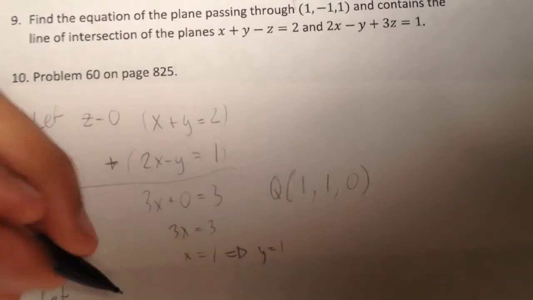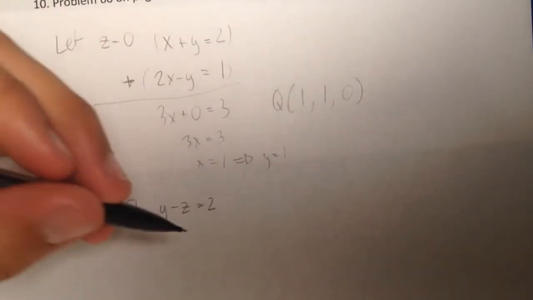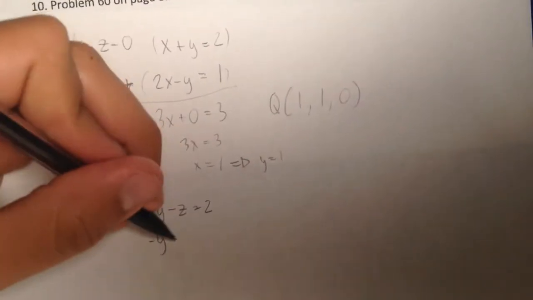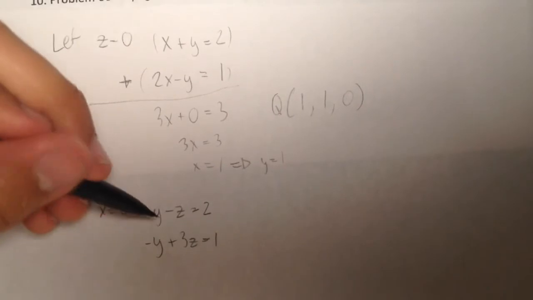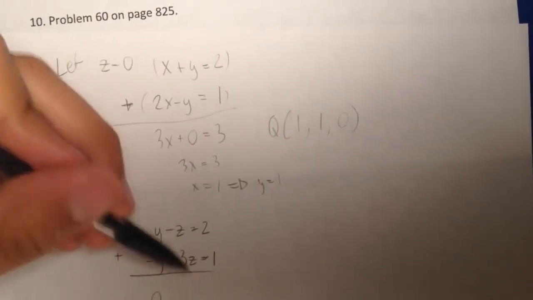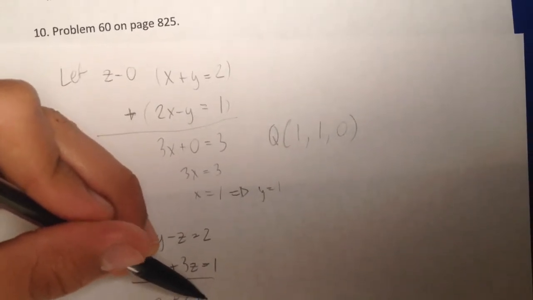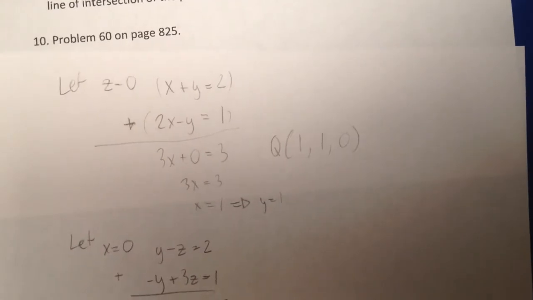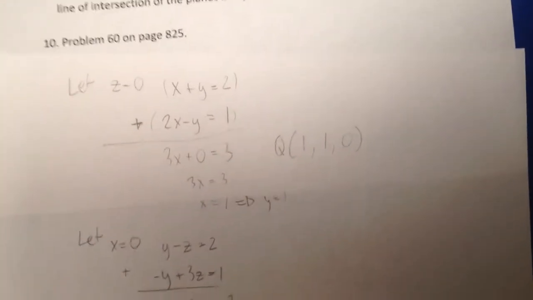Now for the second point, we're going to let x equal 0, and our first equation becomes y minus z is equal to 2, and our second equation becomes negative y plus 3z is equal to 1. Now we add those two, we get 0 plus 2z is equal to 3. So our z is equal to 3 halves.